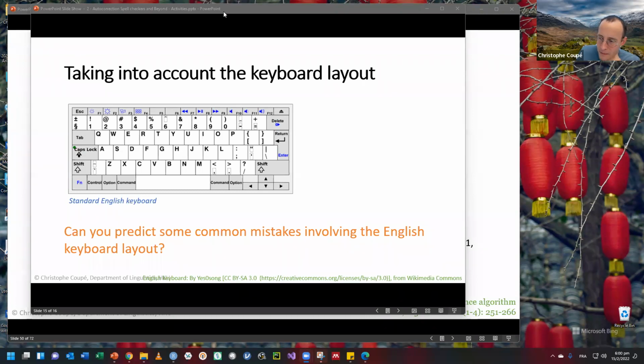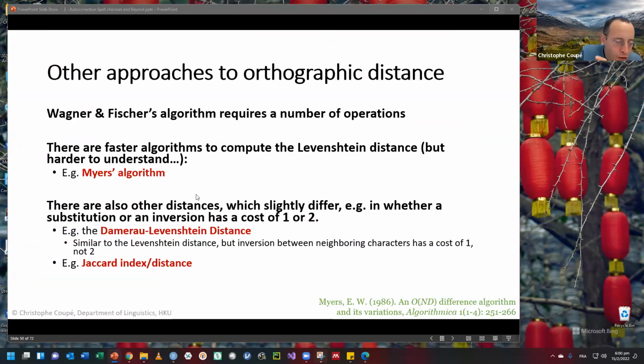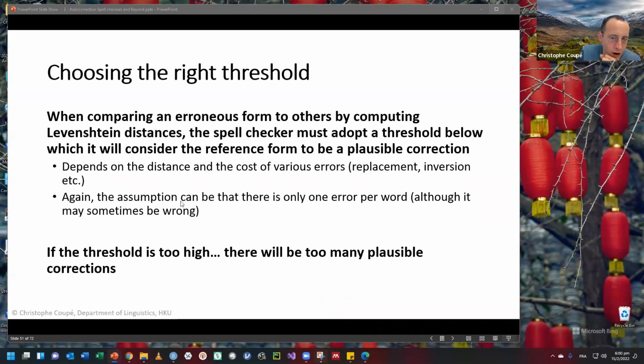Does that make sense? So you can try. There are different variations. Okay.